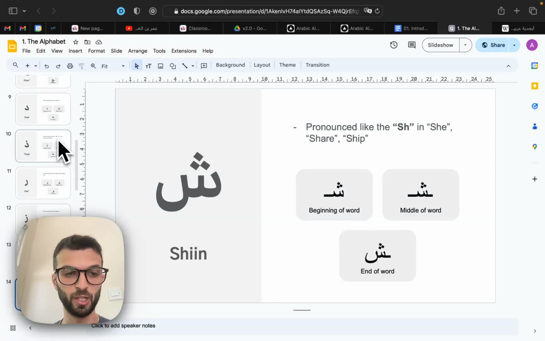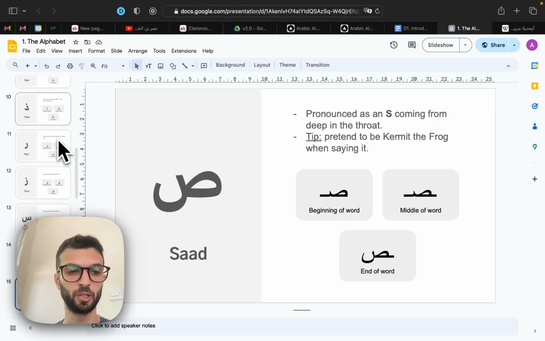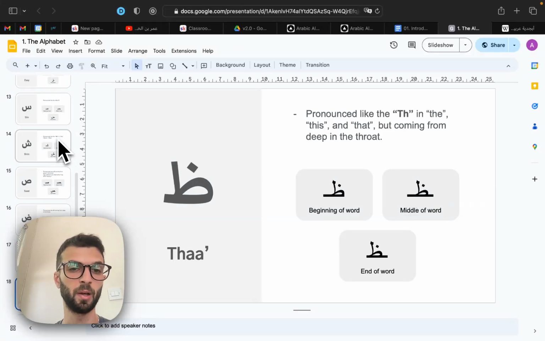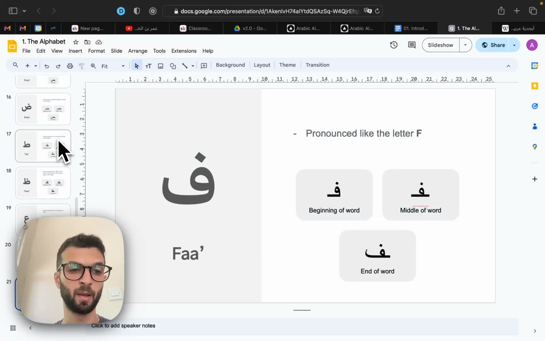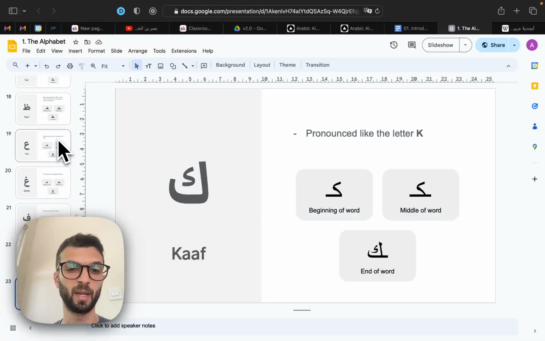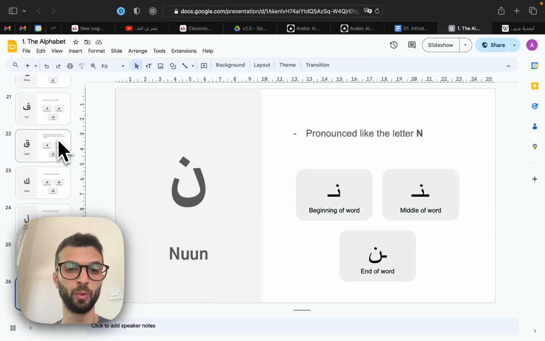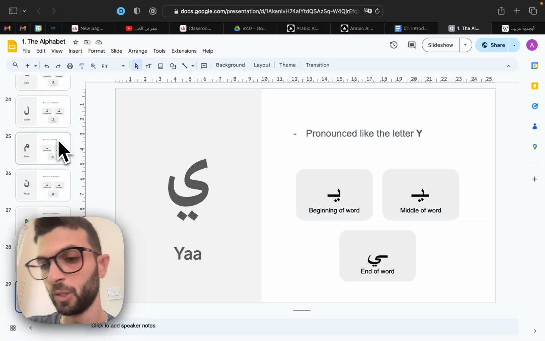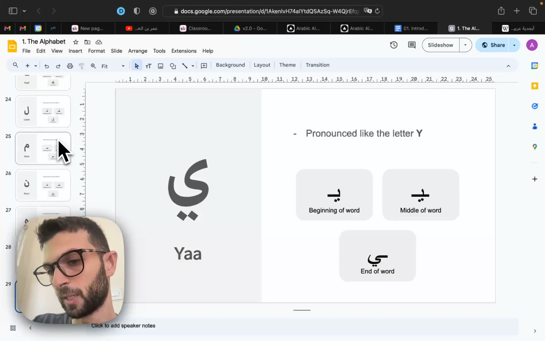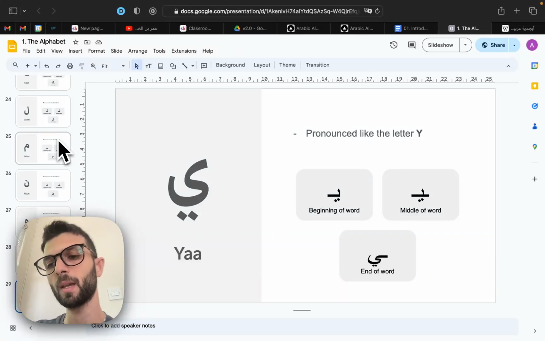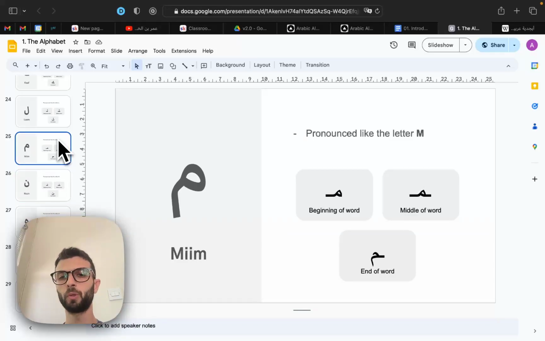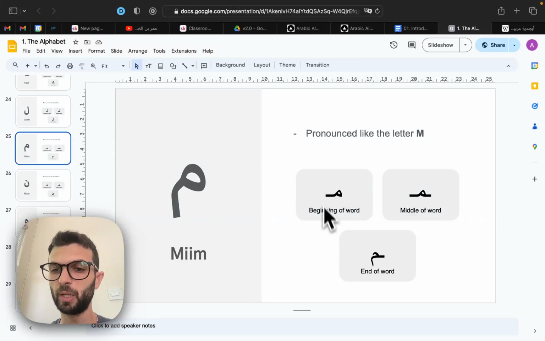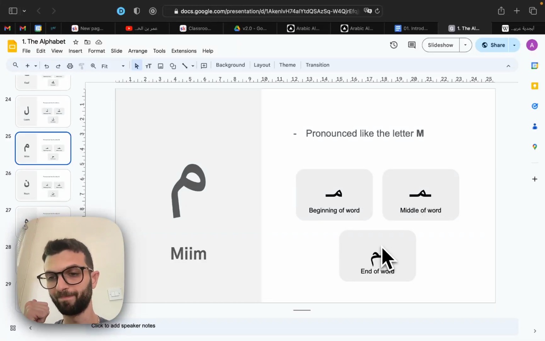Next we see Sin and Shin. These are similar letters, similar shapes, it's just the dots that change. Sad and Dad, Ta and Dha, Ain and Ghain, Fa and Qaf, and then Kaf, Lam, Mim, Noon, Ha, Waw. These ones are completely different than the rest. They don't have a grouping. But go through them, try to write them out on a piece of paper, and remember how they look in the beginning, middle, and end of the word. And you'll be good to go.